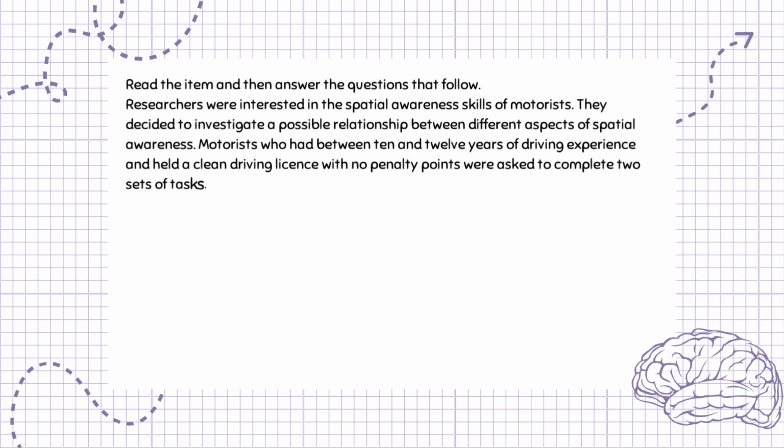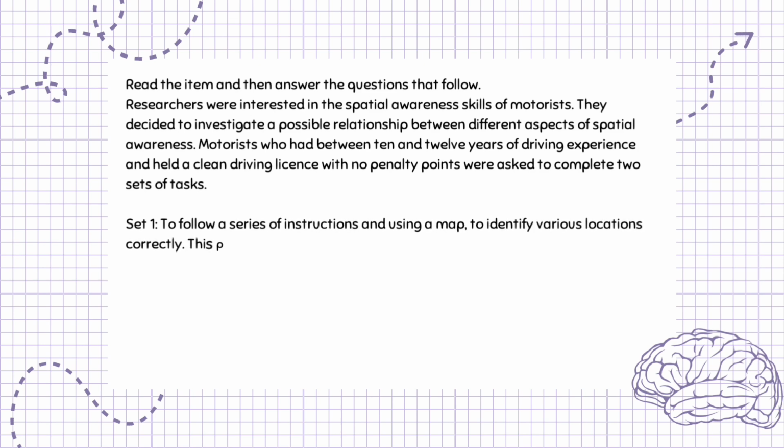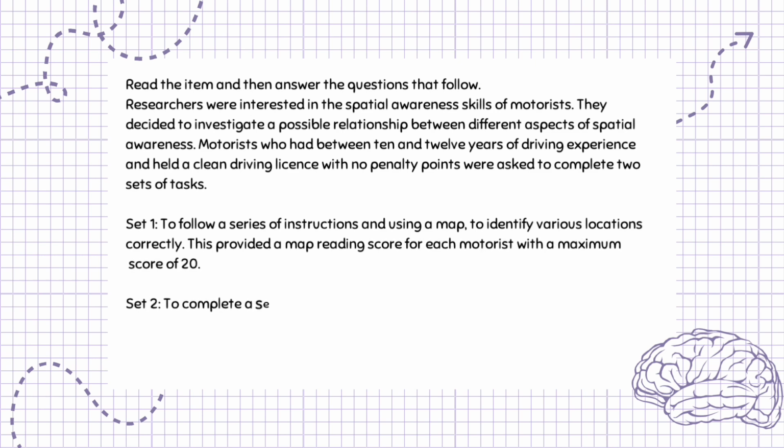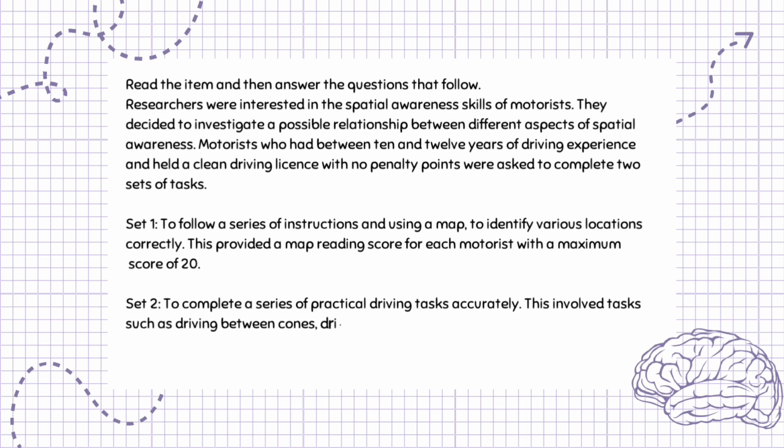Set 1, to follow a series of instructions and using a map, to identify various locations correctly. This provided a map reading score for each motorist with a maximum score of 20. Set 2, to complete a series of practical driving tasks accurately. This involved tasks such as driving between cones, driving within lines and parking inside designated spaces.